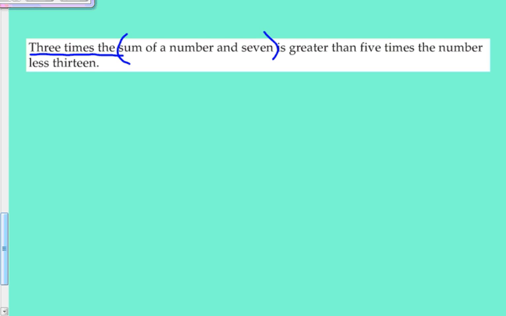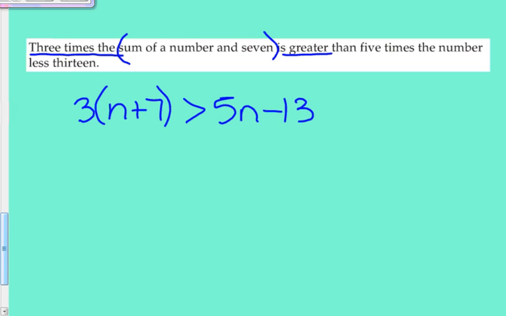Now when it says the sum of a number and 7, it is explaining order of operations. It is saying you must add a number and 7 before you multiply it with 3. So that's where your parentheses come in. And then you'll say is greater than 5 times the number, so 5n less 13. That would be minus 13.